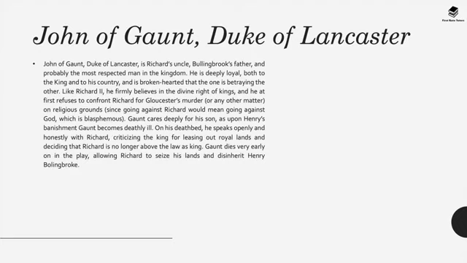deciding that Richard is no longer above the law as king. Gaunt dies very early on in the play, allowing Richard to seize his lands and disinherit Henry Bolingbroke.